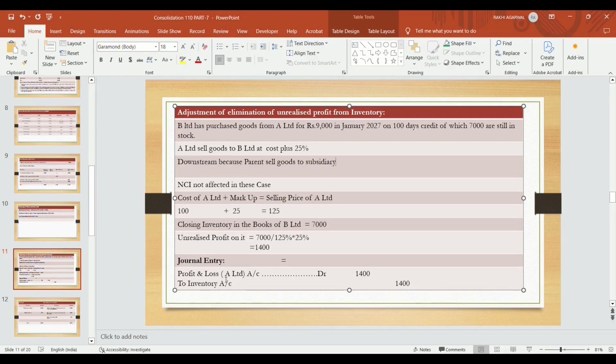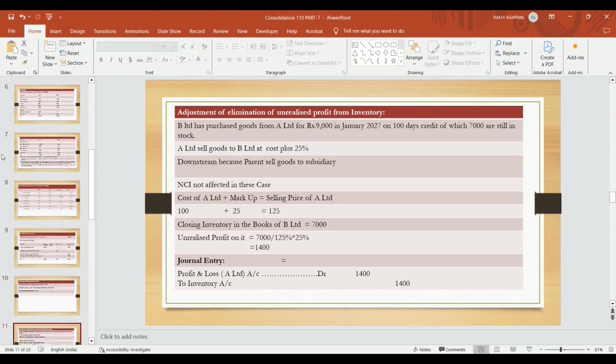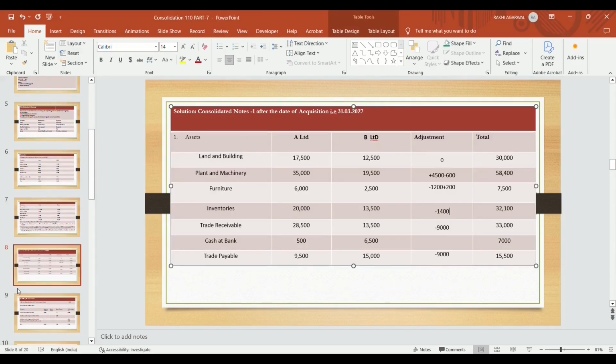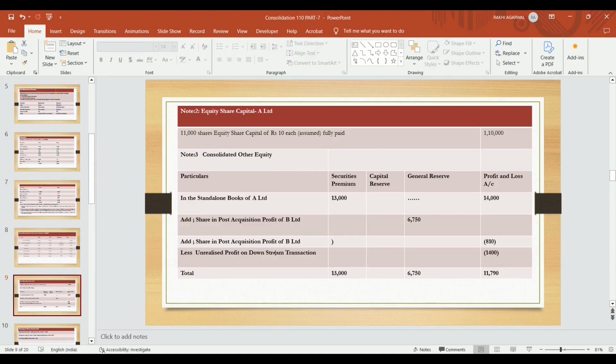That profit of 1,400 is removed from the profit and loss of A Limited and also removed from inventory. So profit and loss account of A Limited is debited by 1,400, credit to inventory 1,400. That 1,400 is affected in the consolidated note. Inventory is reduced by 1,400, and the other effect of 1,400 is given in the unrealized profits on downstream transaction, that is, consolidated other equity is reduced by 1,400. Both effects are given because this profit is unrealized in the books of the holding company.